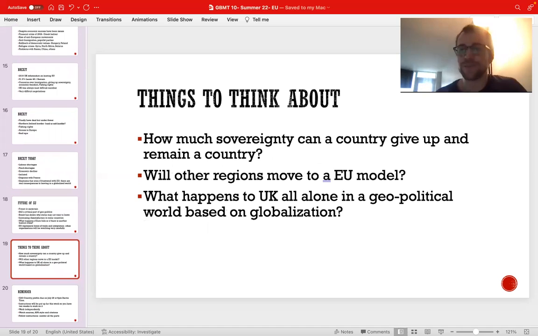So we'll end with some things to think about. The EU asks us these big questions of how much sovereignty a state can give up and still remain a country, a nation state. If you don't have a national currency or hard borders, what makes you a country? Especially when you have this homogenization of culture and identity that happens just naturally through the processes of globalization, which we've discussed. We have to ask, will other regions wish to imitate the EU model, even despite all of its issues? Are the benefits of entering a large union like this worth it?